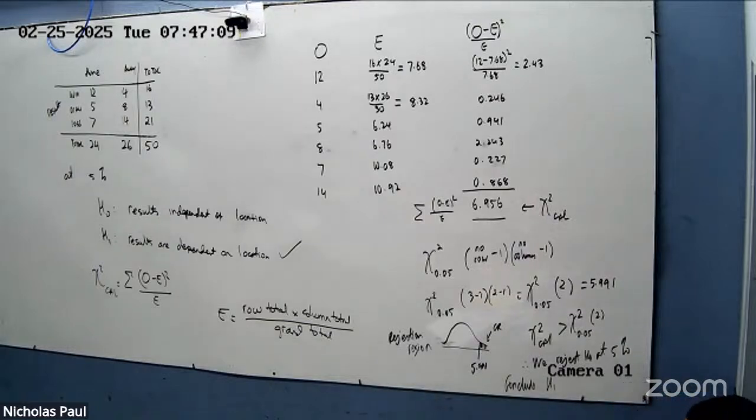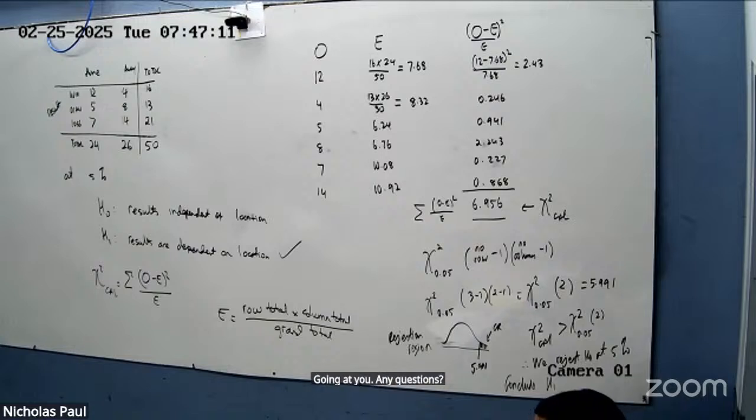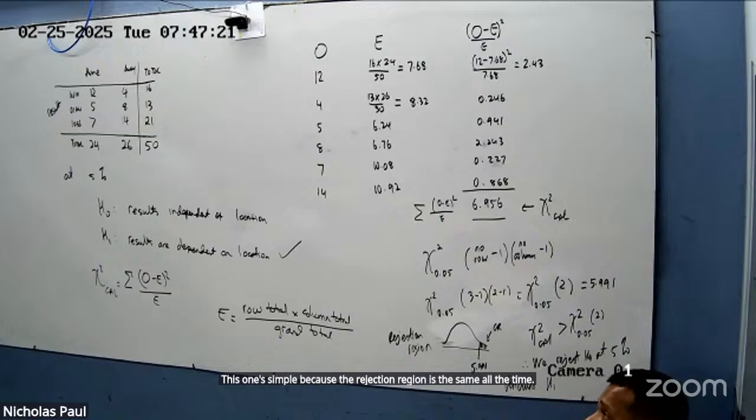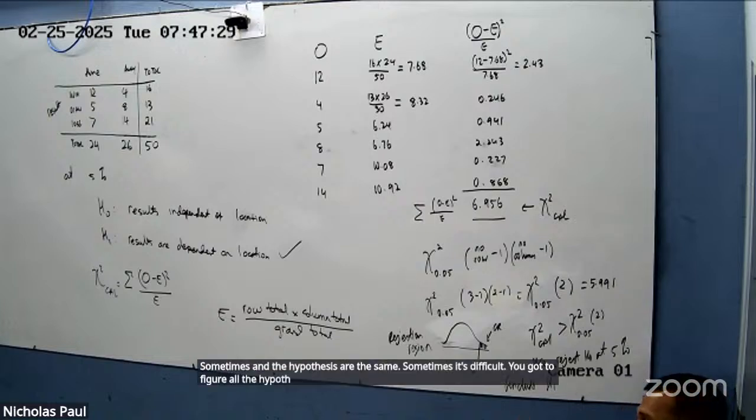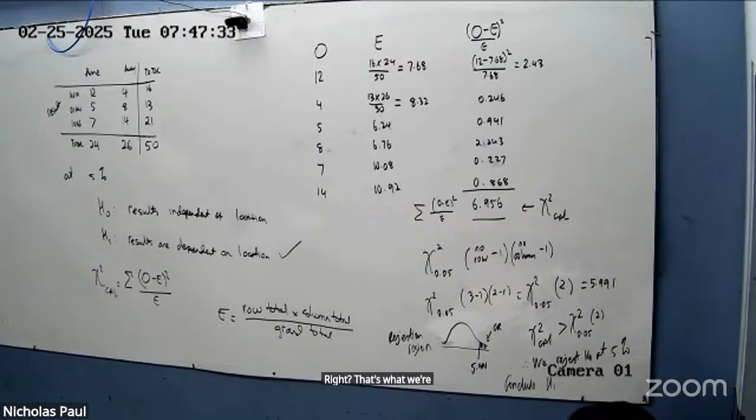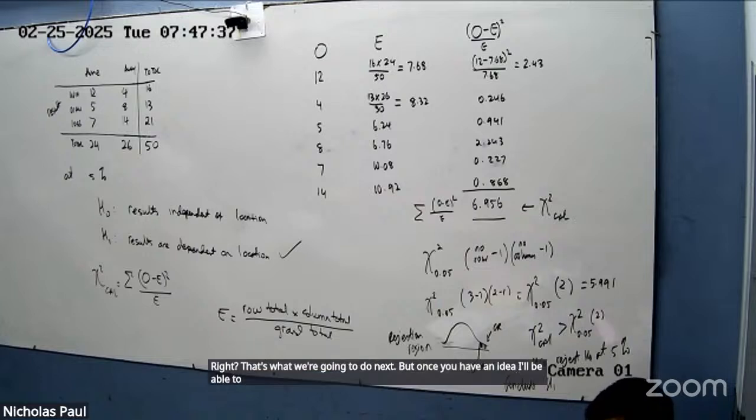Run it through. Any questions? This is your intro into hypothesis testing. This one's simple because the rejection region is the same all the time. Sometimes the hypotheses are the same. Sometimes it's difficult. You have to figure out the hypotheses to figure out the rejection region. That's what we're going to do next week. But once you have an idea, I'll be able to continue from right there.